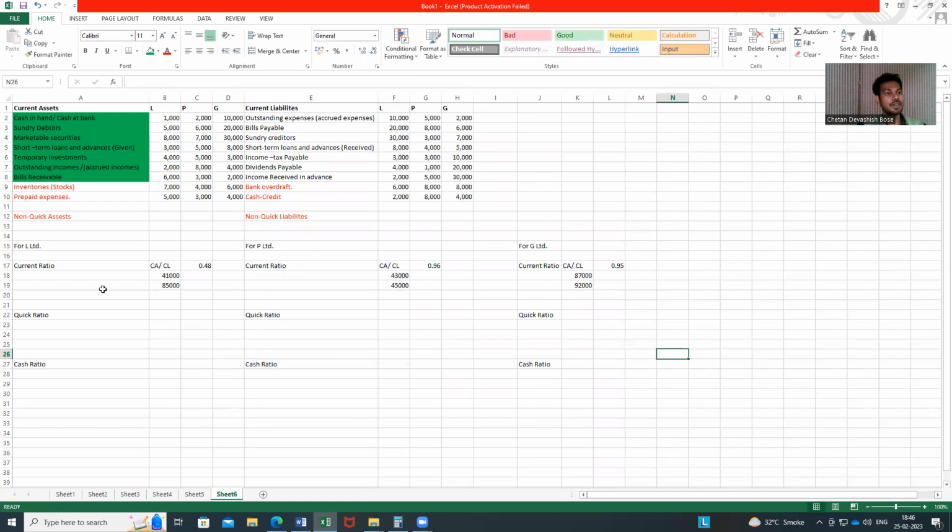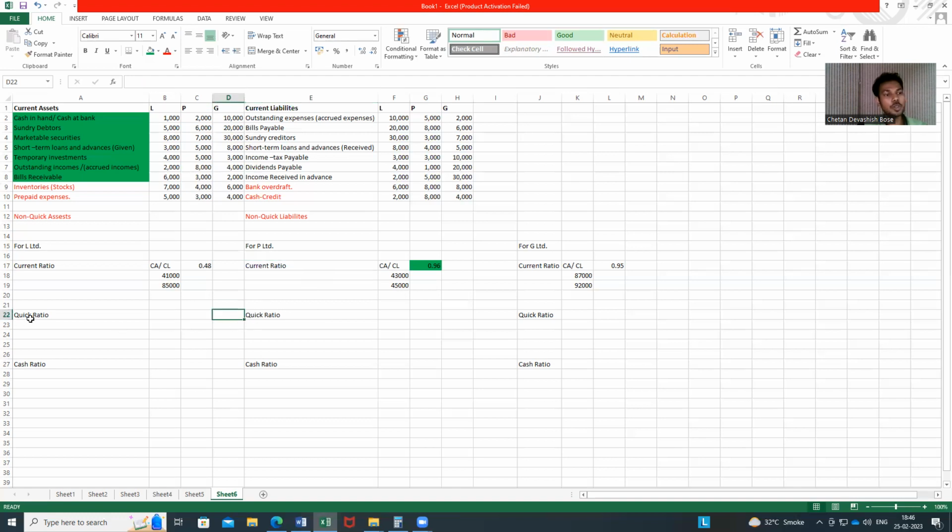Okay, so I have the current ratio. On the basis of current ratio, if I finalize, then I would say the best option would be P Limited. Why P Limited? Because its current ratio is best as compared to L Limited and G Limited. We have LPG. So comparatively, P Limited has a good current ratio.